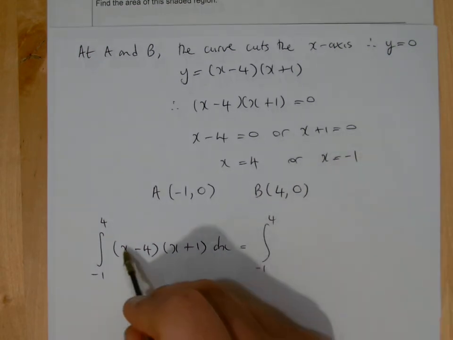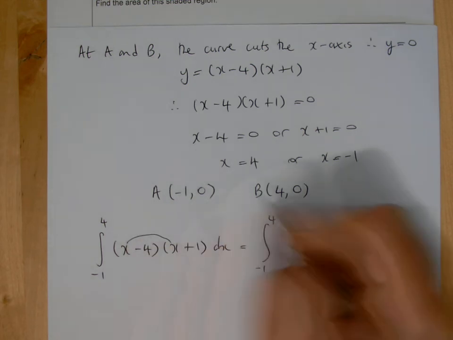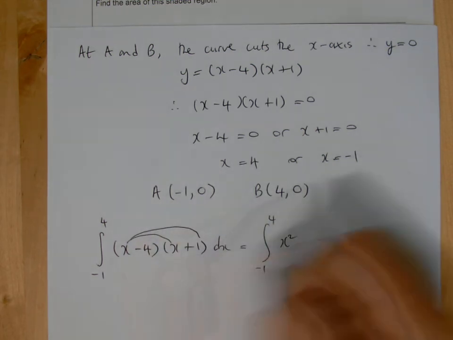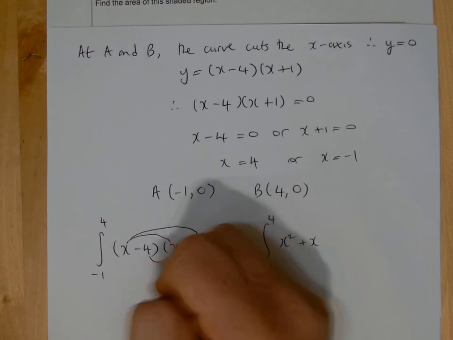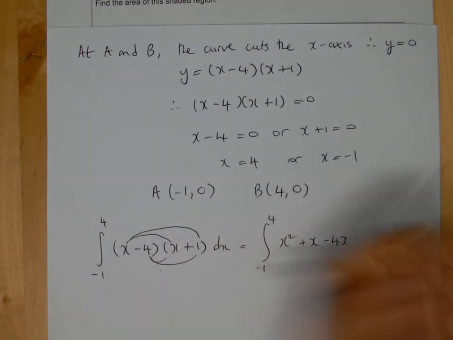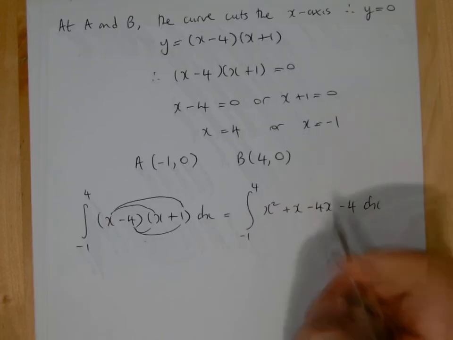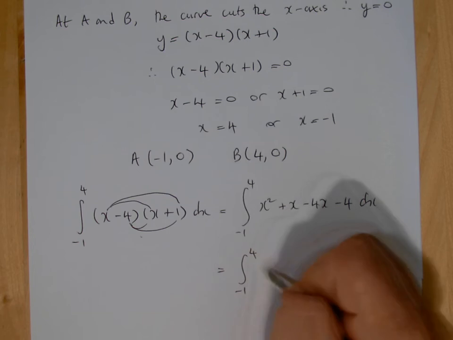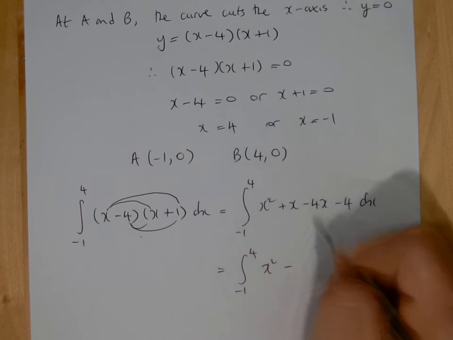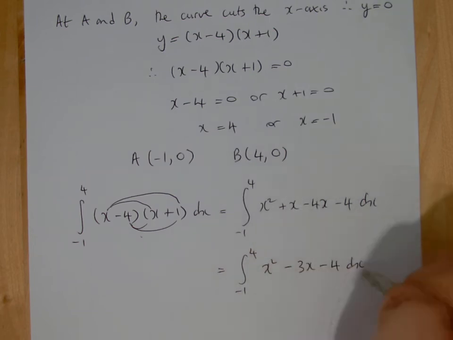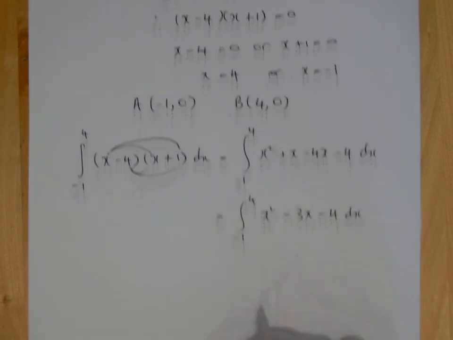When I multiply this out, the firsts give x squared. The outers, x times 1, give plus x. The inners give minus 4x. And the lasts, minus 4 times 1, give minus 4, with respect to x. Let's tidy that up a little before I integrate it. That becomes x squared, minus 3x, minus 4. So I'm left having to integrate that.